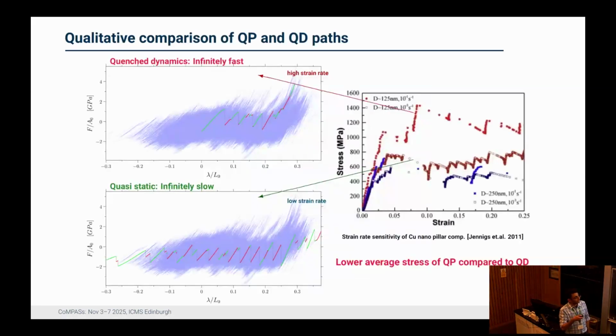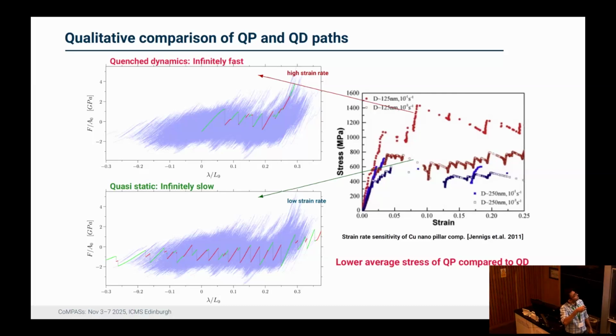Now, let us try to compare these two to the experiments. We'll be concentrating on the red ones because we are dealing with a nano column. The quasi-static path is extremely slow, and qualitatively here in the stress-strain path, the average stress is very small. And here you see the same thing. The average stress is small.